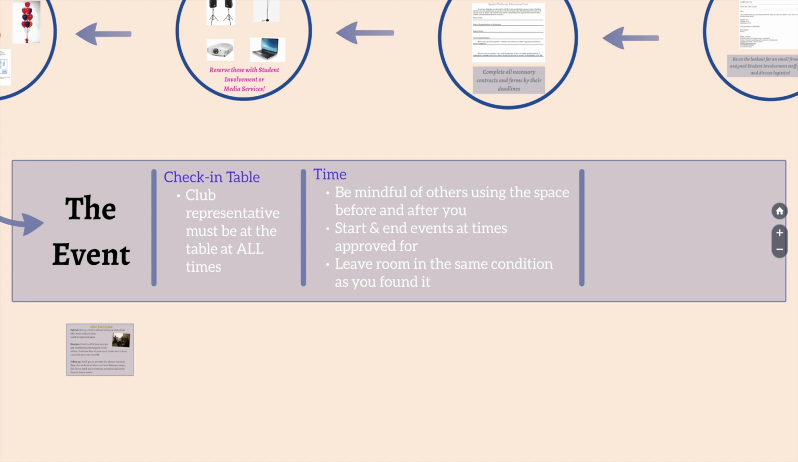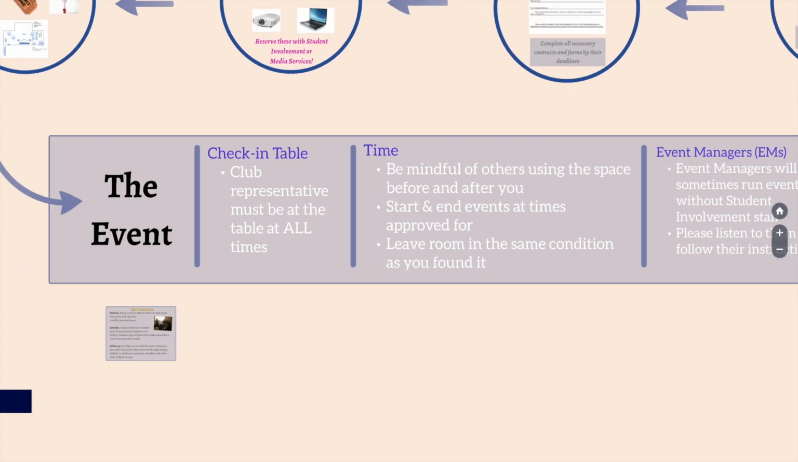Please use the start and end times that you're approved for, and leave the room in the same condition that you found it. If you found the room in a mess, please let student involvement know that the room was in disrepair when you arrived, and they will follow up with whomever used the room before you. There are some events where event managers will help run things without a student involvement staff member. Please listen to them and follow their instruction. They'll be informed of all policies and procedures that you'll have to complete.